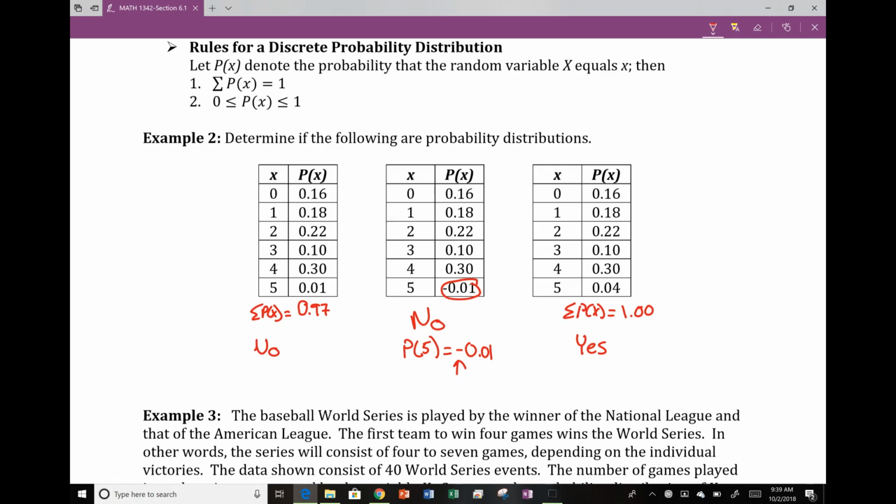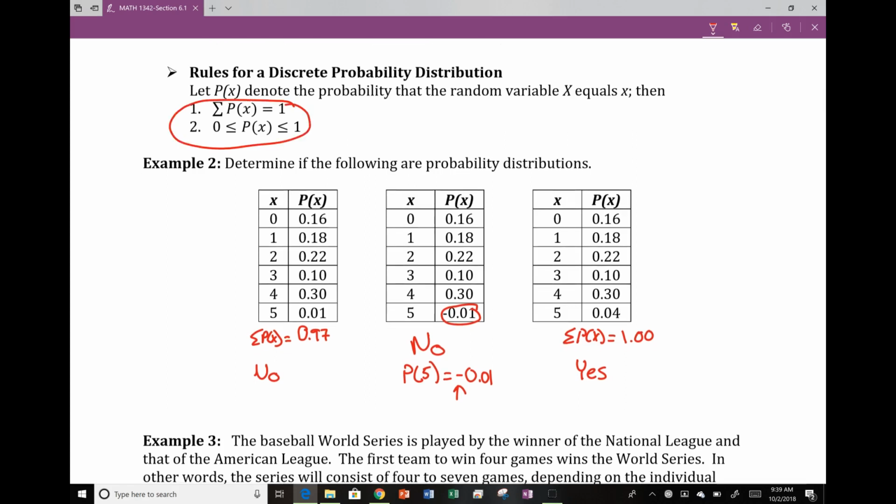So recall that we need to follow these rules right here. All the probabilities have to add up to 1, and a probability cannot be negative or over 1. The x values can be whatever we want them to be. We're talking about strictly the probabilities.